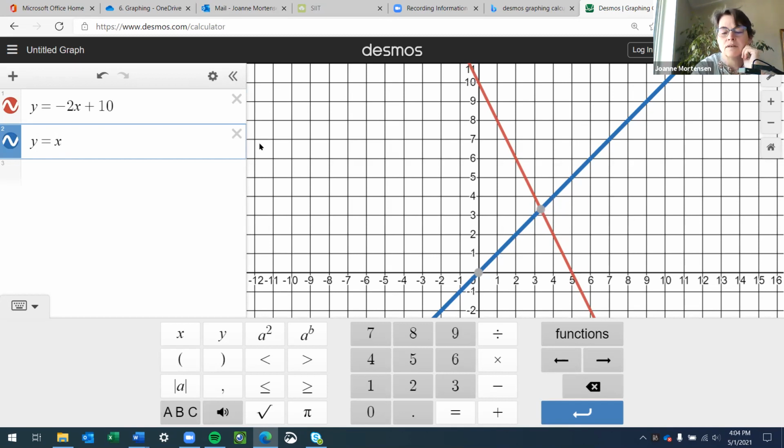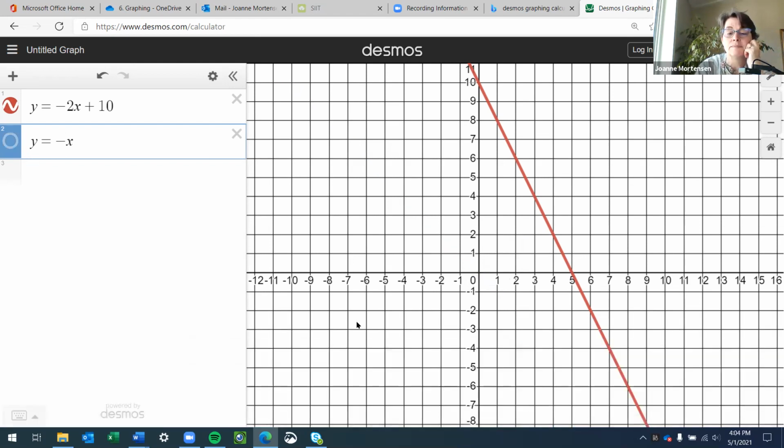Actually, if I throw a negative in there, maybe it'll be a little easier to see. Okay, so we're going in this direction. You can see this one's a little steeper, so you write the word steeper in the box. And let me just hide that blue one so you don't get confused. And then it says y-intercept, write it as a point.